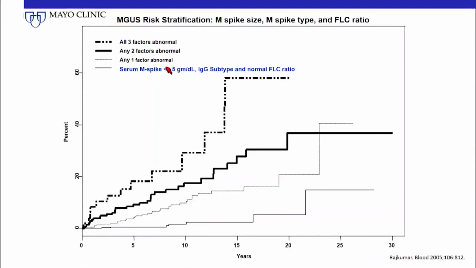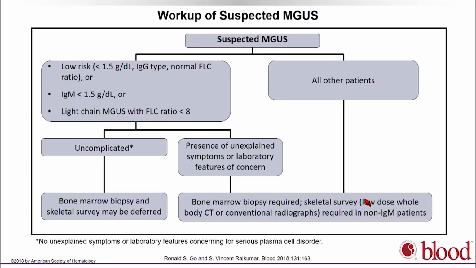Now, once you know the patient has MGUS, simply using the M spike size, the IgG type, and the free light chain ratio, you can divide this into 3 different groups. Patients who have all 3 abnormal, that means more than 1.5 grams M spike, non-IgG type, and abnormal light chain ratio, will have a higher risk than patients who have everything normal.